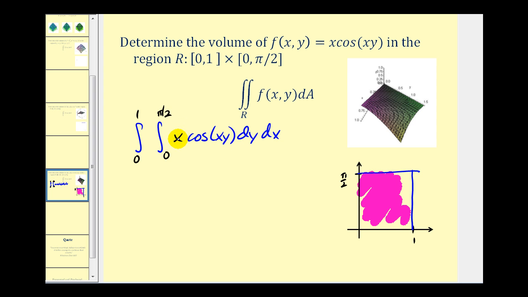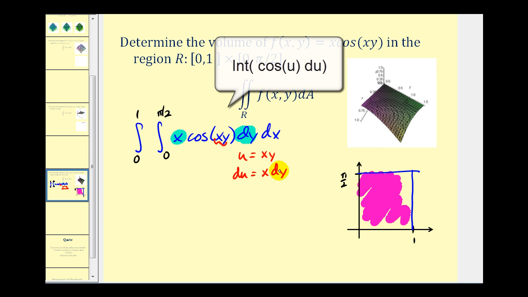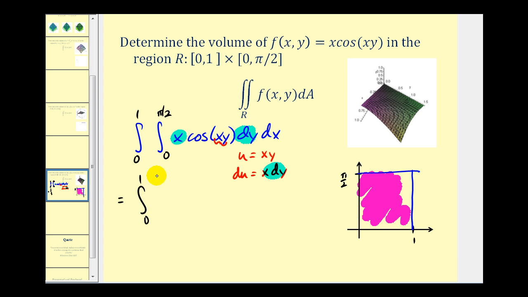Now even though we're treating x as a constant, we do still have to perform u substitution because we have the cosine of x times y. So if we let u equal x y, differential u with respect to y would be x dy. And this is actually good news because the integrand does contain x dy. So this just becomes cosine u, and the antiderivative of cosine u is sine u. So we'll have sine u, which is actually sine x y.